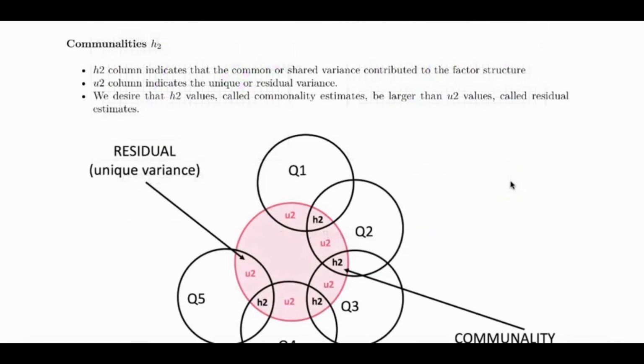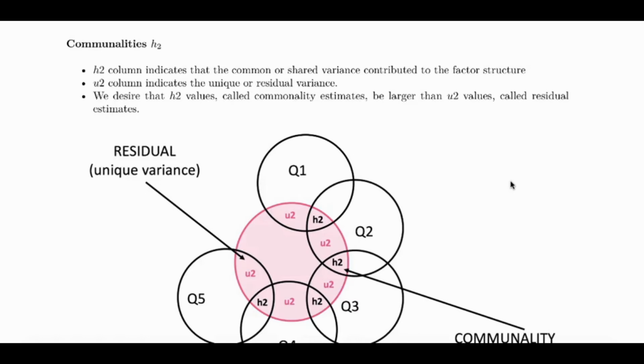So we already discussed the commonalities, but here I just want to show you how it's going to look in the output for R. You're going to have a column for H2, which is going to be the common or shared variance from the items contributing to the whole variance for the factor structure. And U2 is going to be what's left.